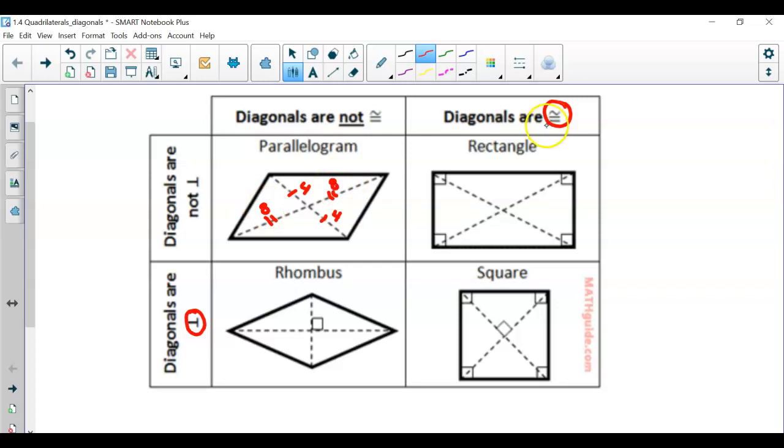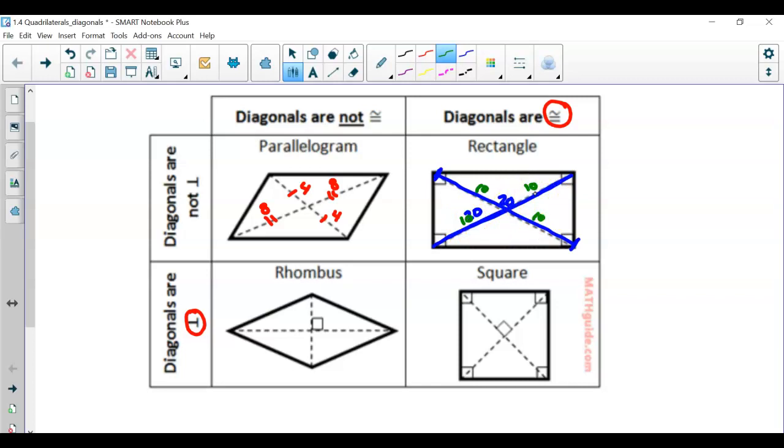Now the rectangle, the diagonals are congruent to each other. So they are equal to each other, but they're still not perpendicular. There's no 90 degree angle. For example, with our rectangle here, if this diagonal overall is 20, then the other diagonal is also 20. That means too, because they bisect each other, each section is 10.